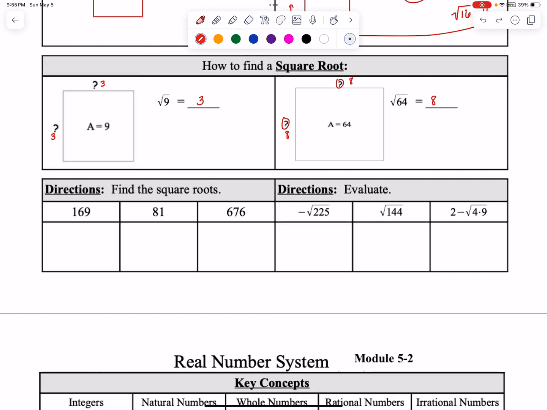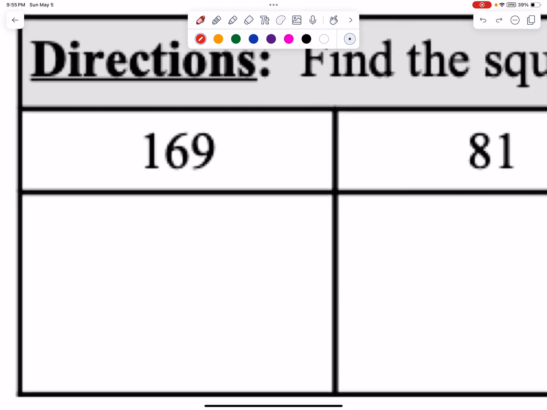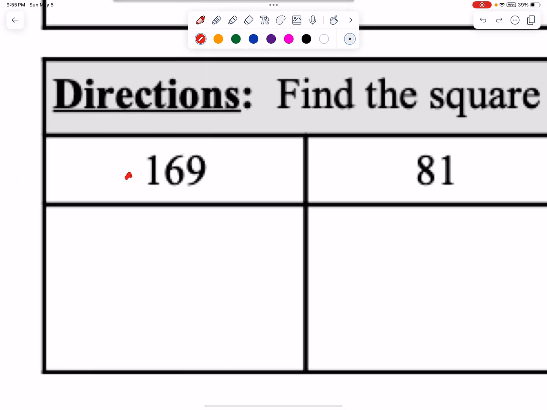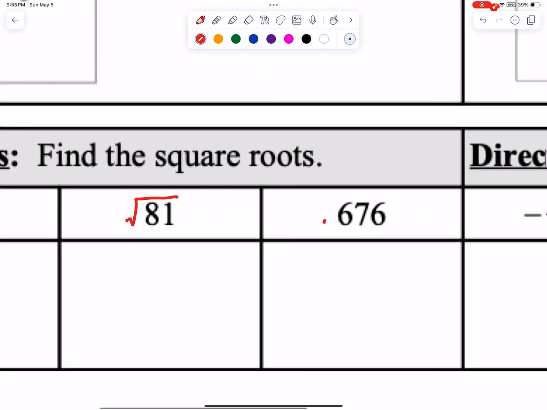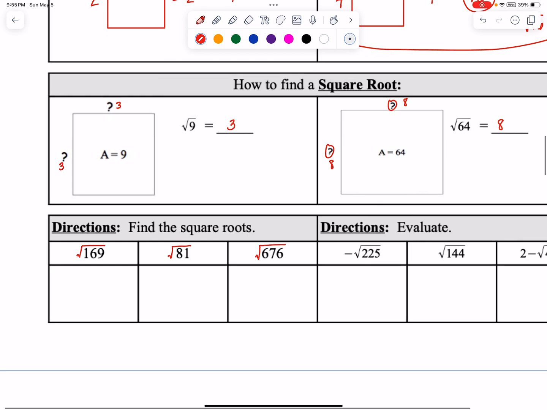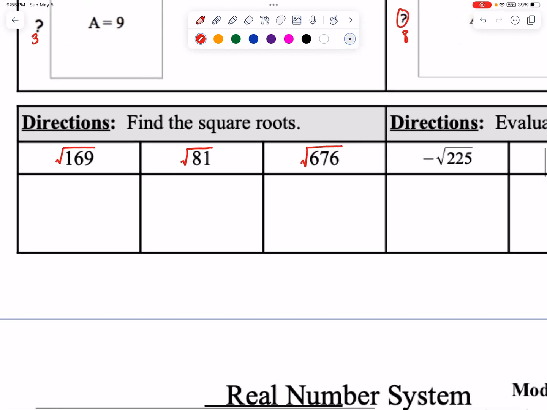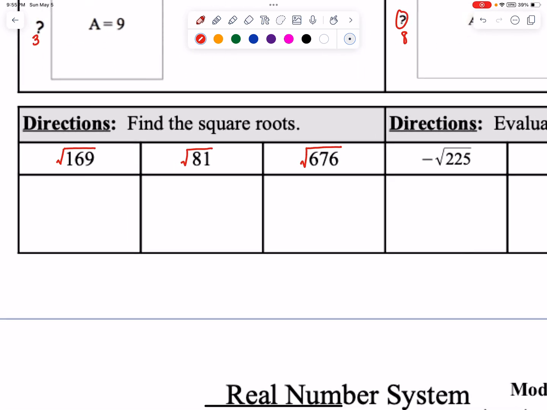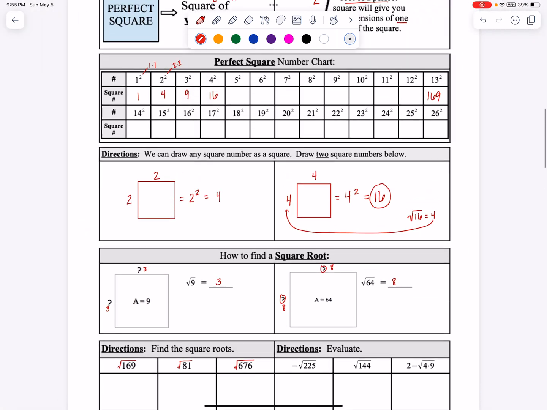All right, let's go ahead and find the square roots. I want you to go ahead and write these. You just do a little check mark like this and then straight over. So check mark and over, and that's the square root symbol. All right, now square root of 169. Well, I know 12 times 12 is 144.